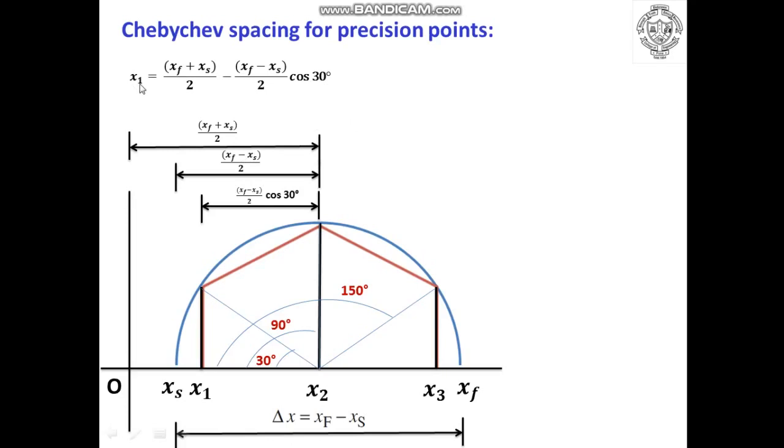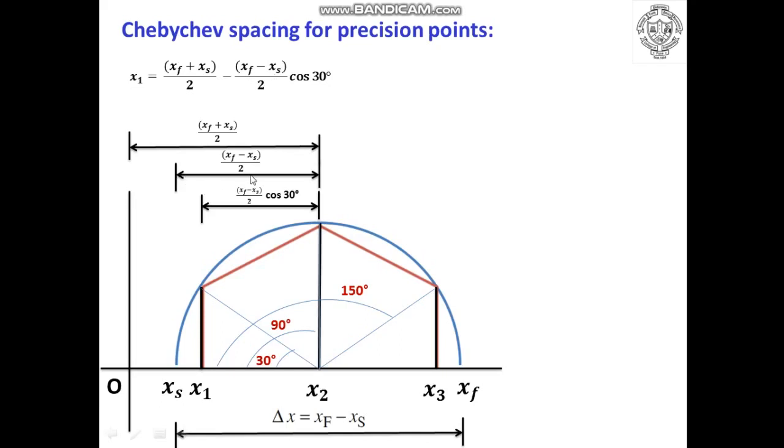So if we want to write the generalized formula, we have to transform the equation of x1. We have seen that if you want to find the value of x1, then you have to consider the distance between point O and x2, which is shown here. The distance between point O and x2 is considered as xf plus xs divided by 2, which is nothing but the midpoint between point xs and xf. So let us write it as x1 is equal to xf plus xs divided by 2 minus, now this particular term is considered as the radius of the circle, which is xf minus xs divided by 2.